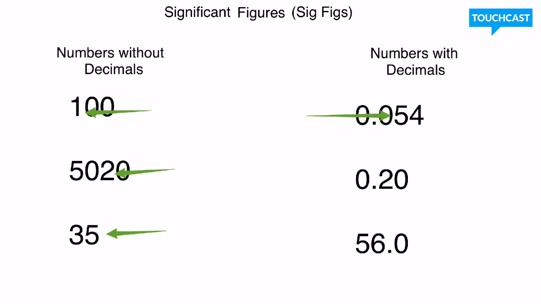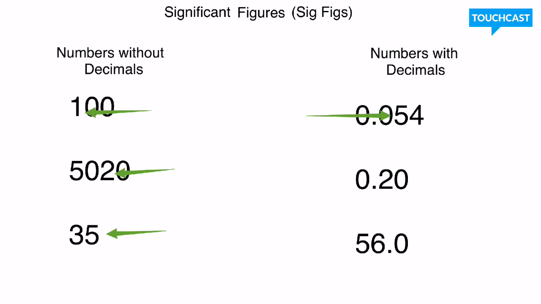They are only placeholders, they're not part of the important part of the measurement for accuracy. So the 5 and the 4 are sig figs, 2 sig figs in this value. 0.054 has 2 sig figs.